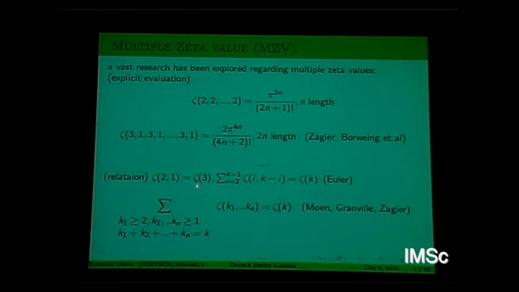Zeta of 2,1 is zeta of 3. And there are relations among the double zeta and the single Riemann zeta function. This was done by Euler. And recently, these people found another very simple relation. So this is an extension of Euler's formula in terms of the Riemann zeta function. So there are many more.